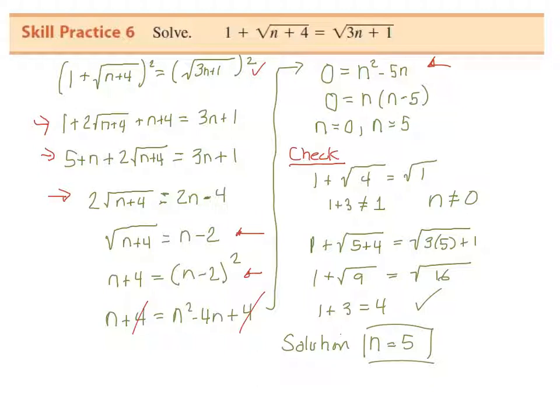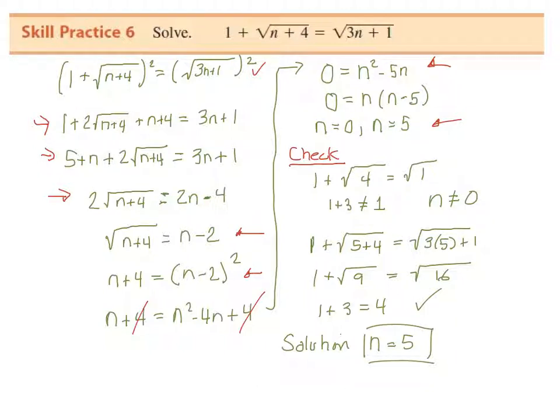We can pull out an n. 0 is equal to n times n minus 5. And so our solution at this point is n equals 0, n equals 5. But we need to check. So if we put 0 into the equation first, we get 1 plus the square root of 4 is equal to the square root of 1, and we can see that that's not going to work because 4 does not equal 1. And so n is not equal to 0.